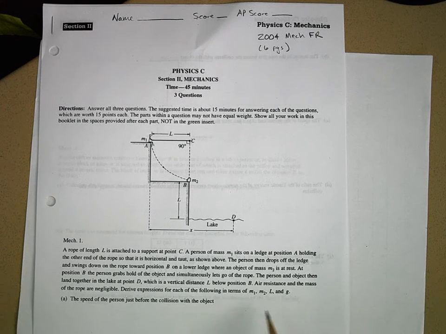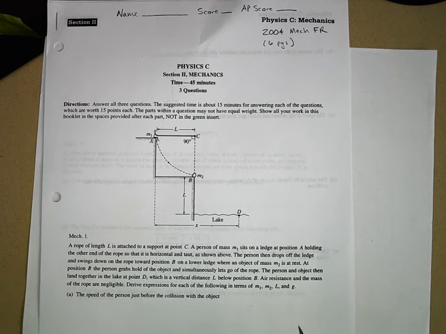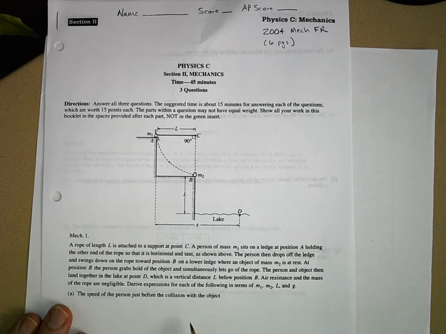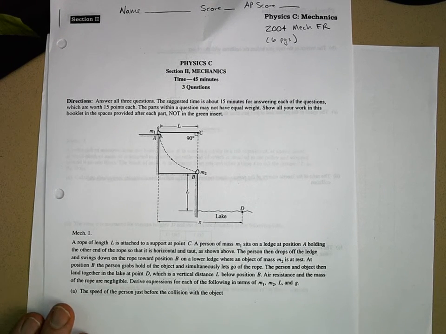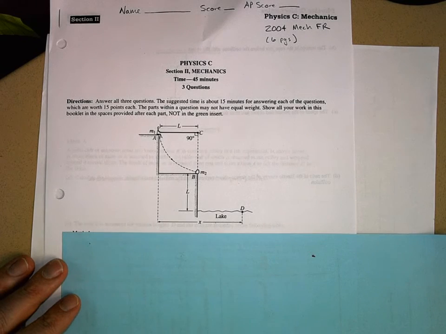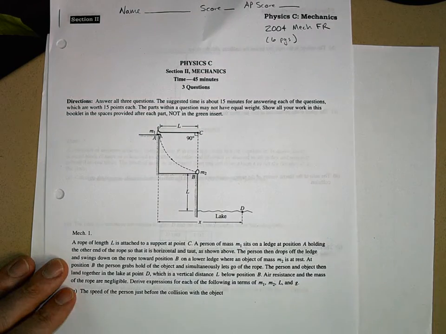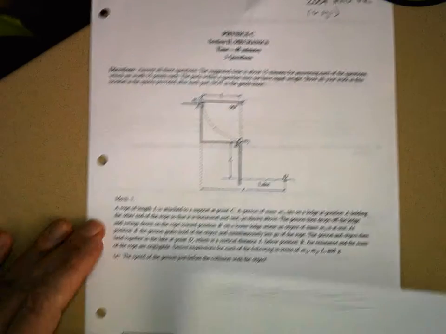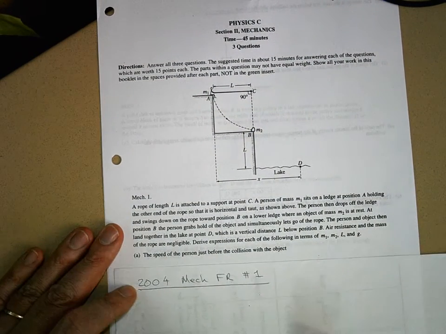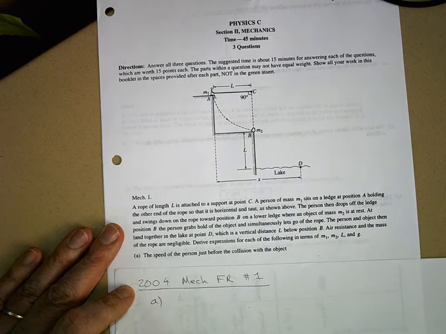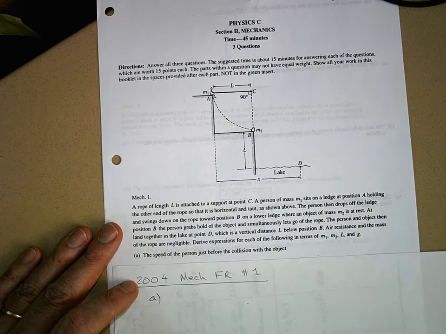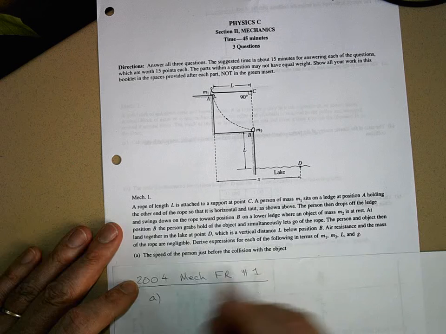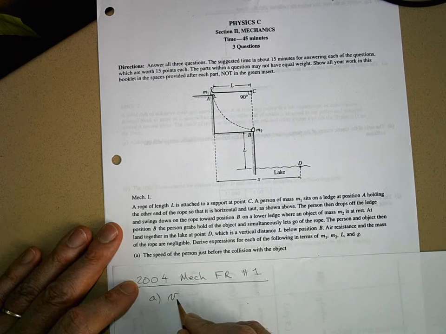I actually like these kind of problems. I don't like using my calculator unless I have to. Part A is the speed of the person before the collision with the object. So in part A, what are we trying to find? The velocity before the collision. I'll just call that V.